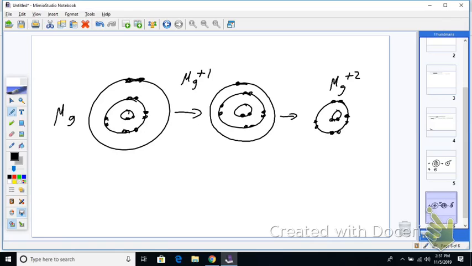Okay, so that, in a nutshell, we could do any of them and kind of show the progression of it losing electrons in order to get 8. Aluminum will do the same thing. If we did aluminum, it would lose 3. And then it would stop.